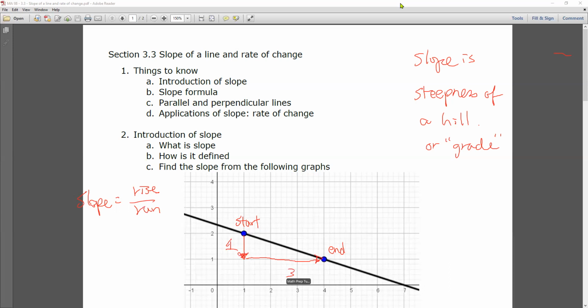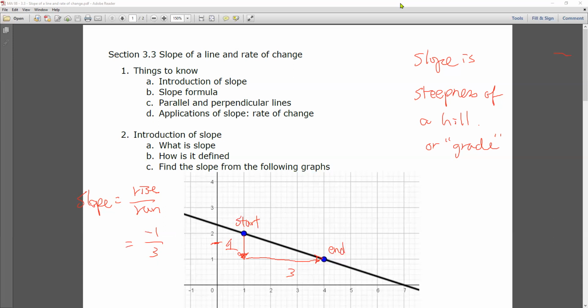Okay, but when you're going down, remember, just like when you're plotting points, anytime you're going down, it's negative. So in this case, we have -1 for going down and 3 to the right. And 3 in this case will be positive, just like on the number line. So my slope will be -1/3.